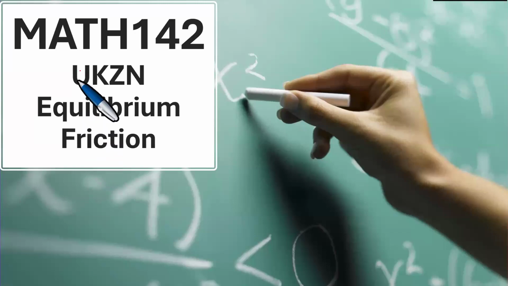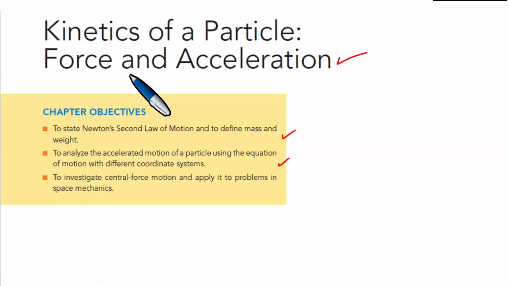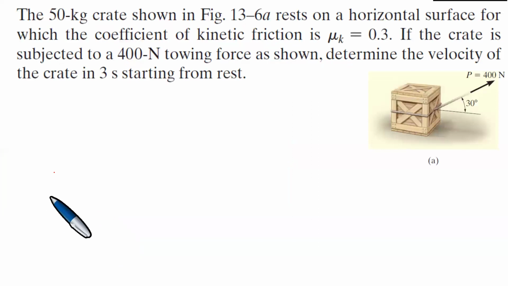In this lesson, we focus on Math 142 UKZN edition: equilibrium, friction, and a lot more. And we proceed as follows. We focus on the kinetics of a particle, force and acceleration. Chapter objectives: to state Newton's second law of motion and to define mass and weight, to analyze the accelerated motion of a particle using the equation of motion with different coordinate systems, and to investigate central force motion and apply it to problems in space mechanics. We proceed as follows.